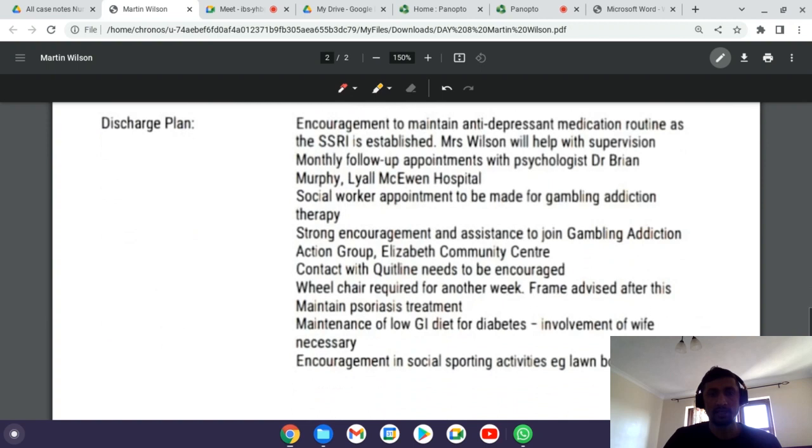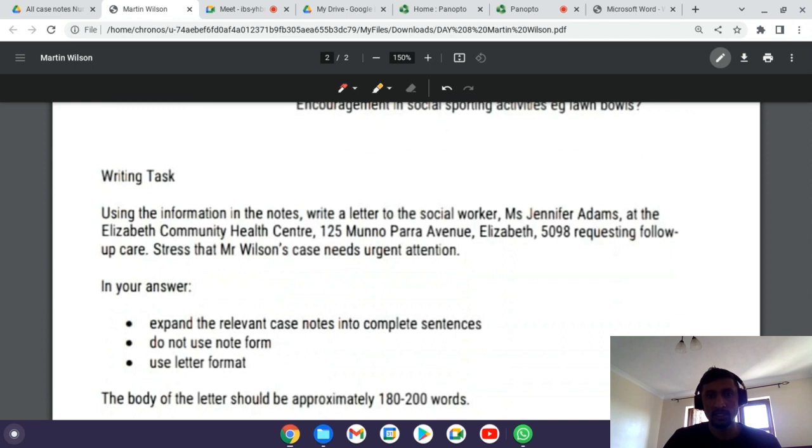Here the writing task is given: using the information in the case notes, write a letter to the social worker, Miss Jennifer Adams, at the Elizabeth Community Health Center, 125 Manopara Avenue, Elizabeth 5098, requesting follow-up care. So there are two pieces of information usually in the writing task. That is, to whom we are writing, and what is the second one, please? Anyone can tell me.